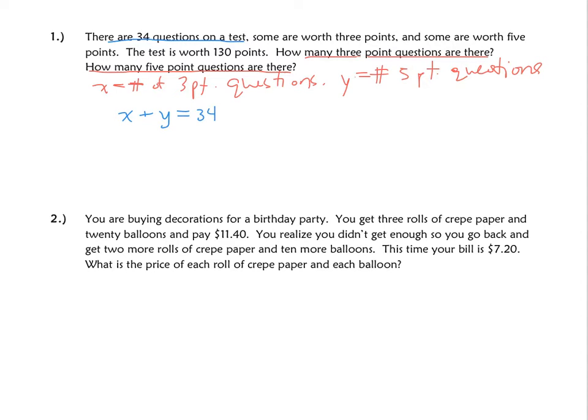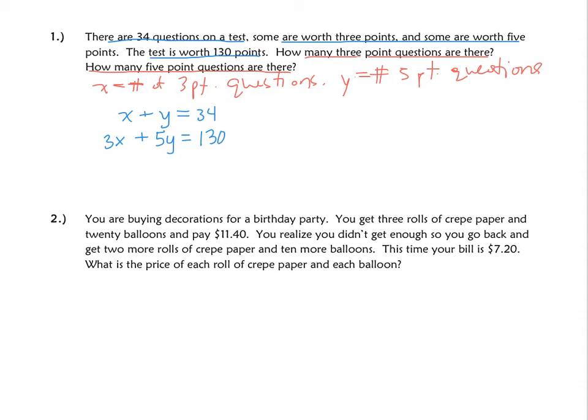The second equation is going to deal with the second part. The 3-point and 5-point questions have a total worth of 130 points. So that means that 3 times the number of 3-point questions plus 5 times the number of 5-point questions should equal 130 points. And that's my system of equations. So I've done part 2. Part 3, we have to solve this system.